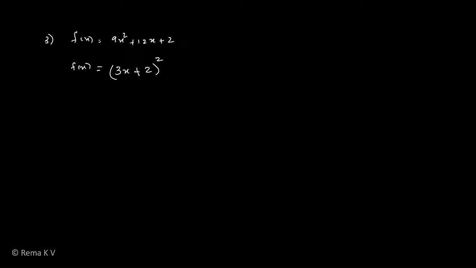When you expand this, you will get 9x square plus 12x, that is 2ab, 2 into 3 into 2, 12x, then plus 4. But here it is only plus 2. So we have to write minus 2 here, by the method of completing squares. Okay, 3x plus 2 the whole square.